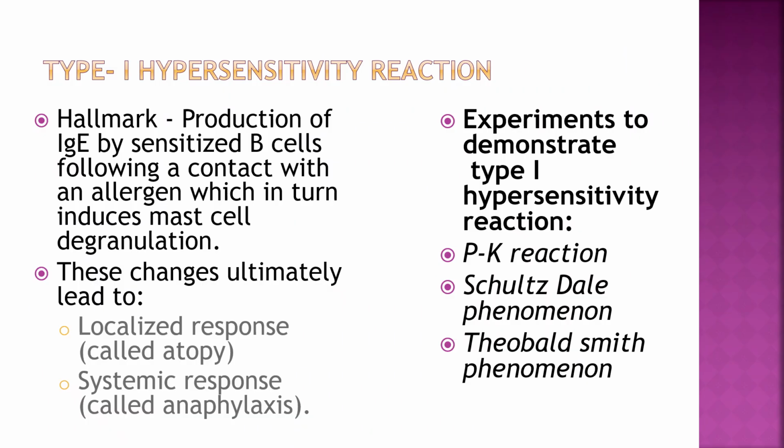In type 1 hypersensitivity reaction, sensitized B cells produce IgE following contact with an allergen, which in turn induces mast cell degranulation. These changes ultimately lead to a localized response called atopy and a systemic response called anaphylaxis. Experiments to demonstrate type 1 hypersensitivity are the PK reaction, Schultz-Dale phenomenon, and Arthus phenomenon.